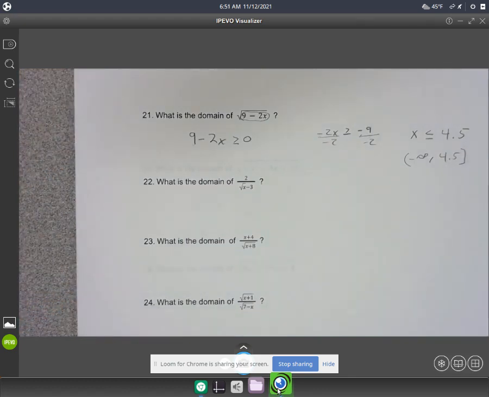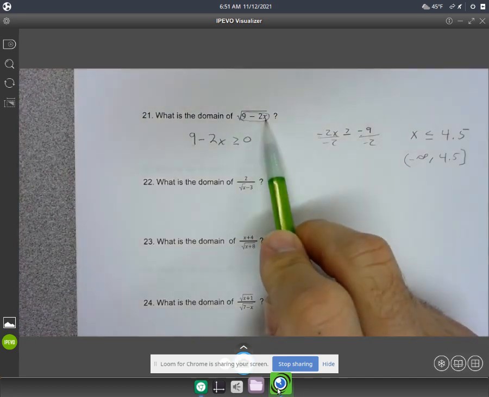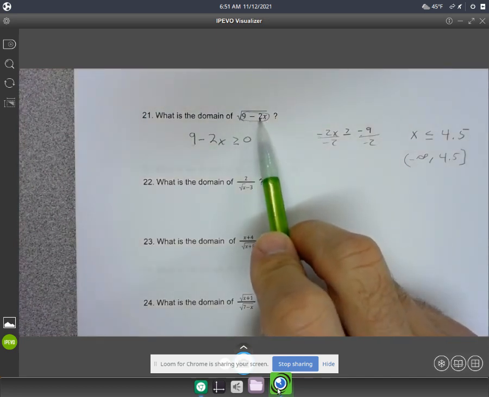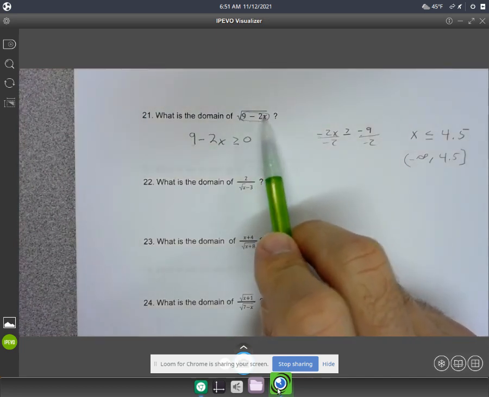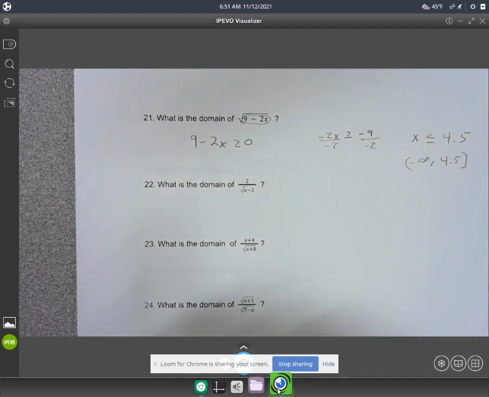Which would be the same as negative infinity up to 4.5 if you were doing it in interval notation. All right, so what this means is that as long as you plug in a number that is less than 4.5, you're golden. All right. If you plug in a number like 5 or 6, you're going to run into problems. Like if I plug in 6, you would get 2 times 6 is 12, and then 9 minus 12 would be a negative, and you can't take the square root of a negative. Right?